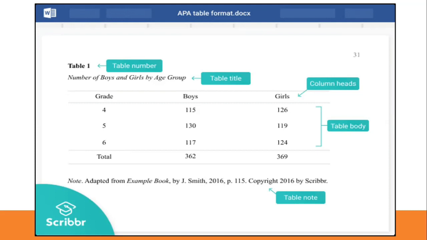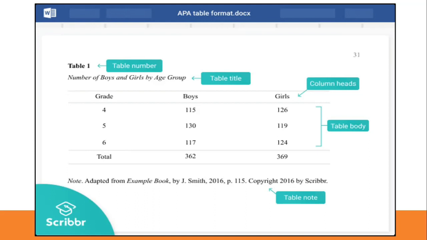And as you can see in your sample table, you cannot see any vertical lines, correct? You can only see horizontal lines there, okay? So all horizontal lines for clarity purposes. And as you can notice, there are clear, concise labels for columns and row headings as well. So in this case, you have column heads, okay? You have girls, boys, and you also have the table body, you have the numeric values, okay? And also you have there the table notes.